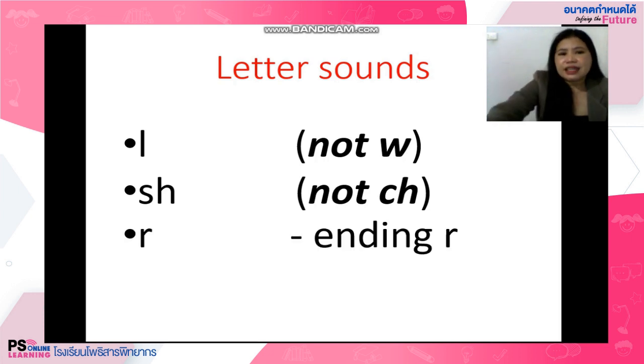Okay. Next one is the R sound or the ending R. It's r, r, r. Okay, you can practice with r first, and then feel your tongue. R. Okay, that is the position of your tongue. So you say r, r. So that is our focus letter sounds today.